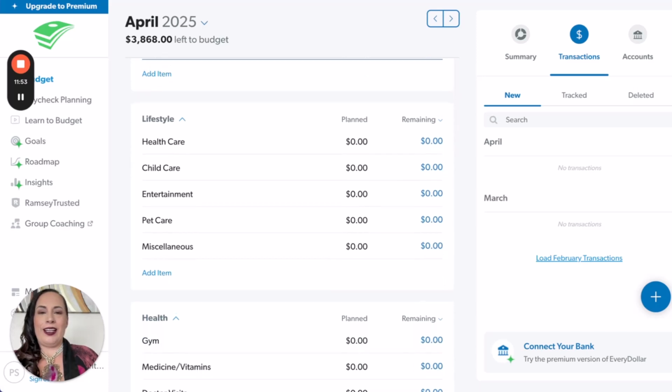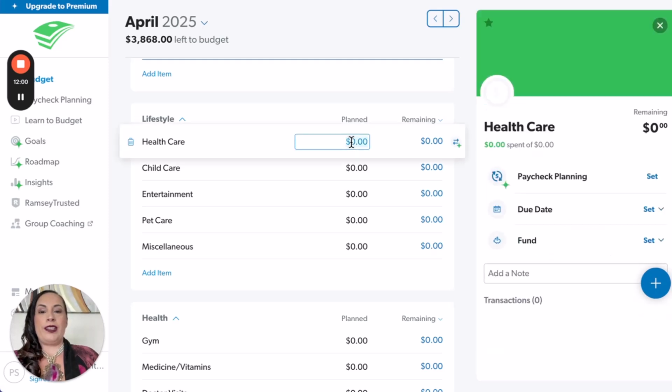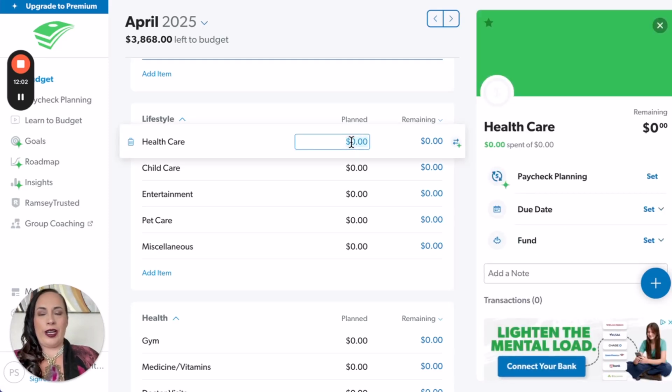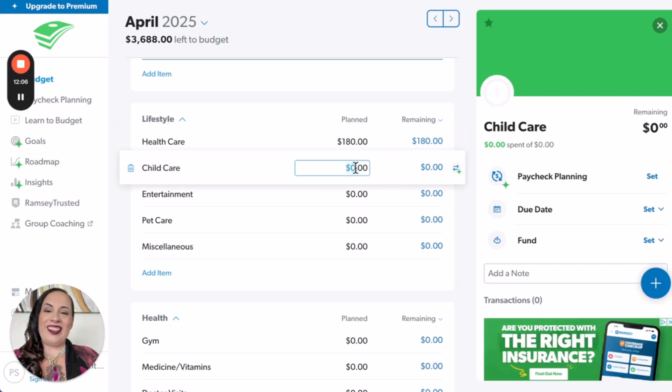And then lifestyle, here we go. Healthcare, that is, health insurance comes out of Paul's paycheck, but let's say I want to get a massage or go to the chiropractor or something like that. I'll put 180 in for that. Childcare, this is a big one. Okay, so childcare, let's put in $1,000 for that.